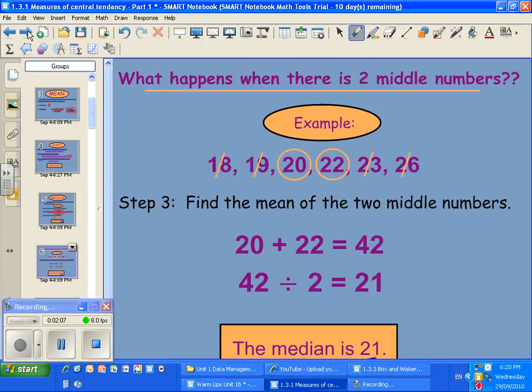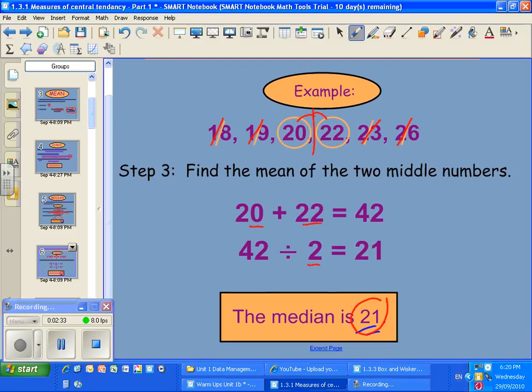Let's next take a look at what happens if there's no middle number per se. In other words, we have to take a look at the two numbers beside the middle, and we have to add them together, divide by 2, and we find in this case that the median is 21. So there's two examples of finding median. Very simple process as long as you put everything in order from least to greatest. That's the key.